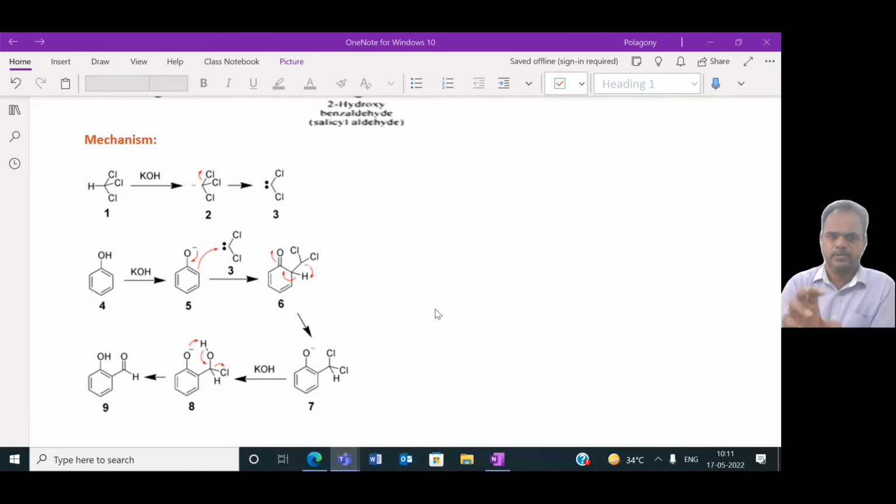So the final product is 2-hydroxy benzaldehyde. This is the material used for the preparation of aspirin, an analgesic medicine.